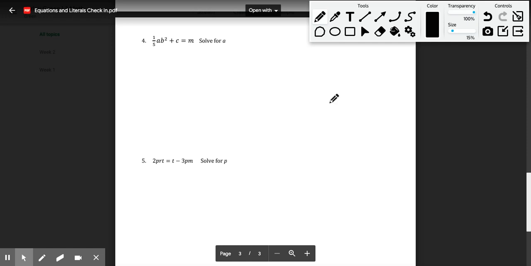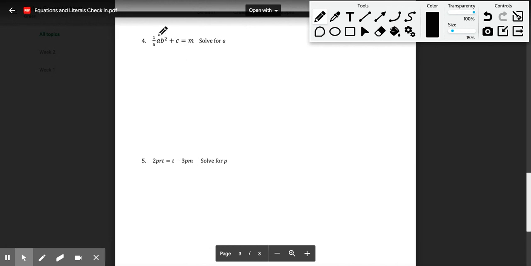Mr. Farley here, ready to show you the final two problems from your check-in. It's numbers 4 and 5, okay? Number 4 caused some problems for people, and a lot of that had to do with the simplifying piece. So let's get right to it.